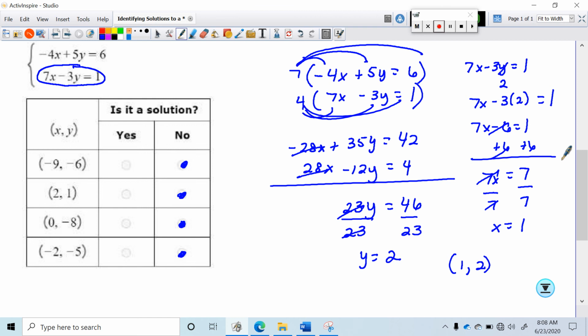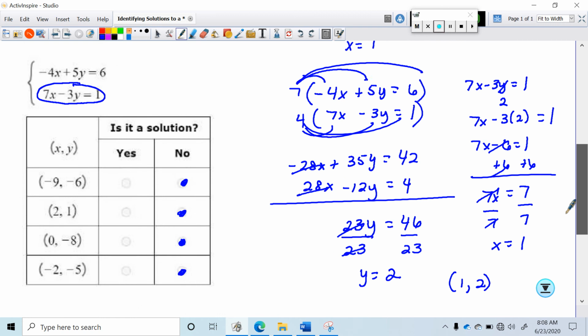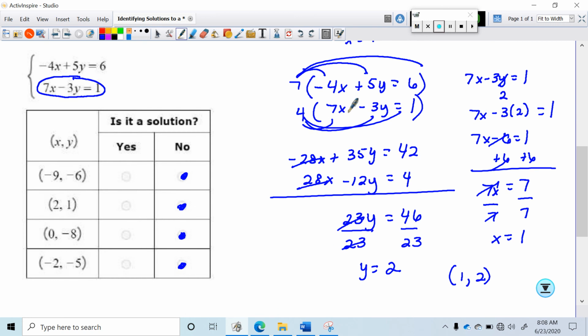So I've just gone over two different ways of solving systems of linear equations. The first way was actually called substitution because I had a letter by itself, so I substituted that value into the other equation. And the second method was called elimination, where I eliminated a letter, I eliminated the x, and then solved the rest of it.